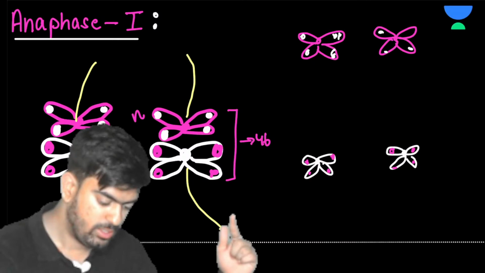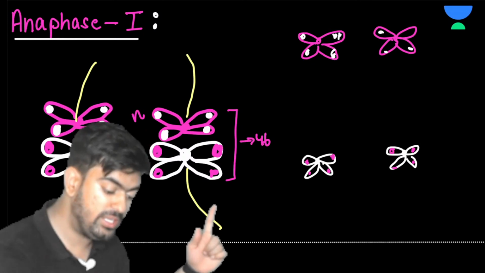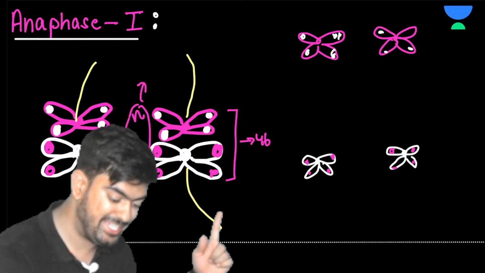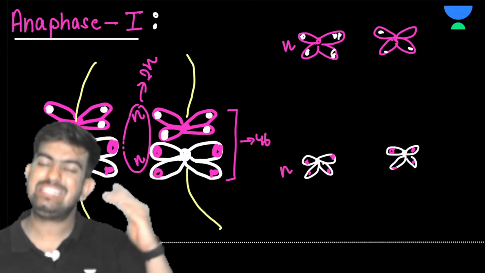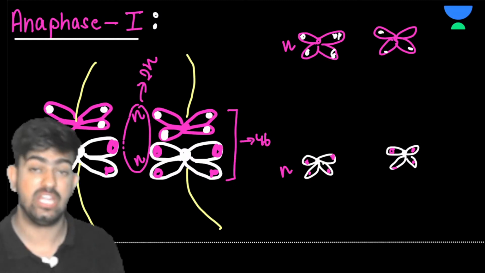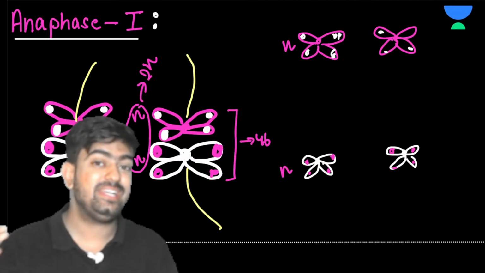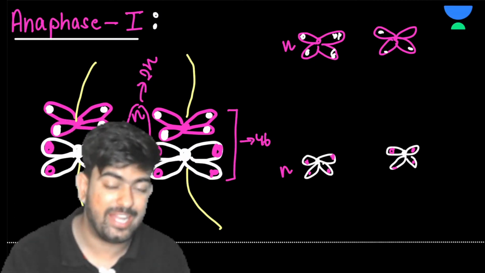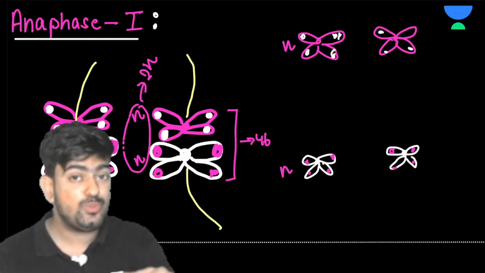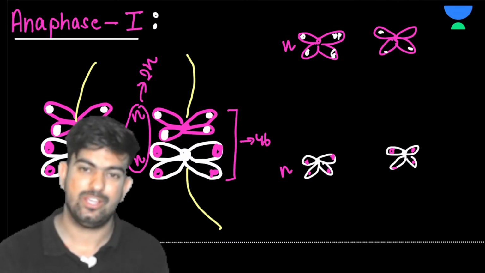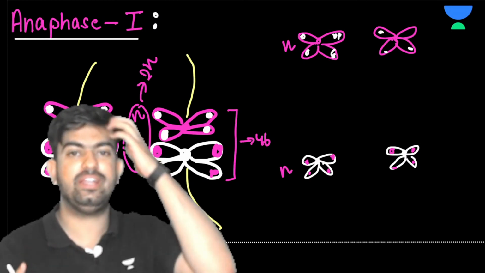This N and this N. This was N, this was N. Both N were making 2N. Yes or no? Yes. Now what we did? We separated N and N, and this is the reductional division. At this point of time, the diploid organism is getting converted into the haploid organism. The homologous pairs of chromosomes are separated. This is where the essence of meiosis lies. So anaphase 1 is the main part of meiosis, because here only the reductional division is taking place.